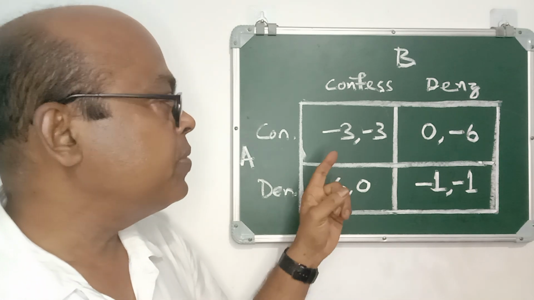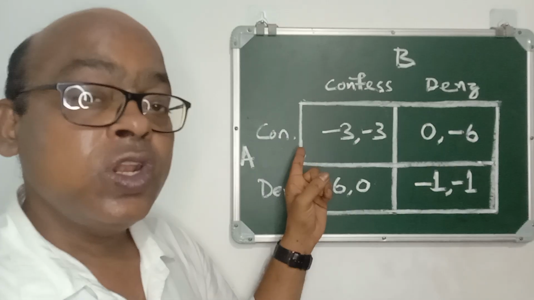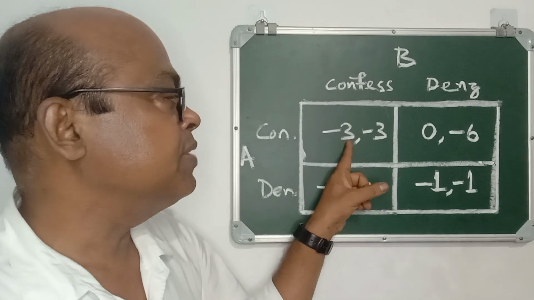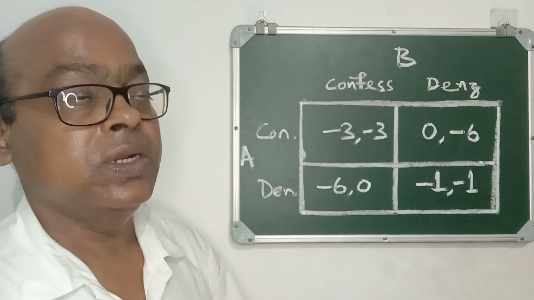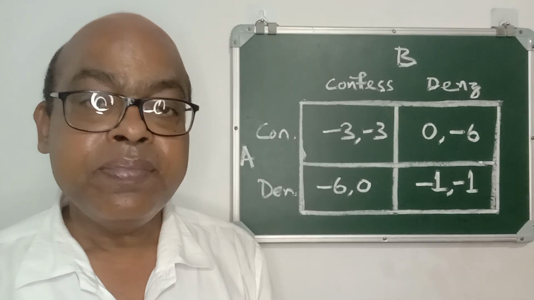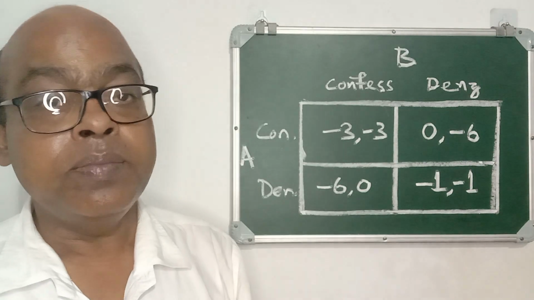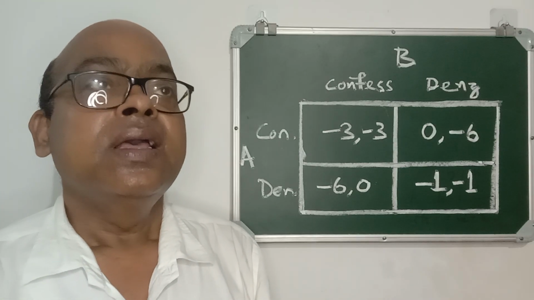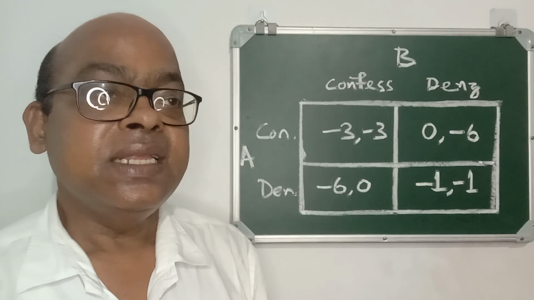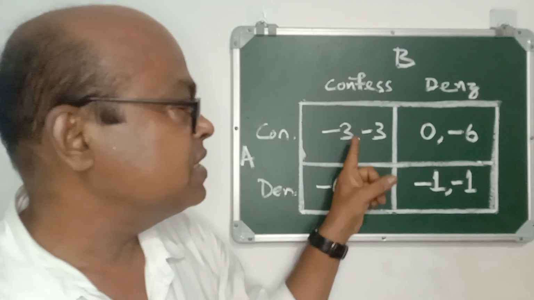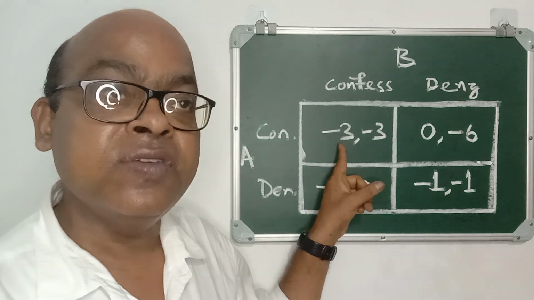So the Nash equilibrium is achieved where both confess, that is 3 months of jail to each player, sorry, each prisoner. So in game theory, if A and B both confess, they will get 3 months of jail. Here the problem is that this Nash equilibrium, the confess strategy, doesn't achieve Pareto efficiency.